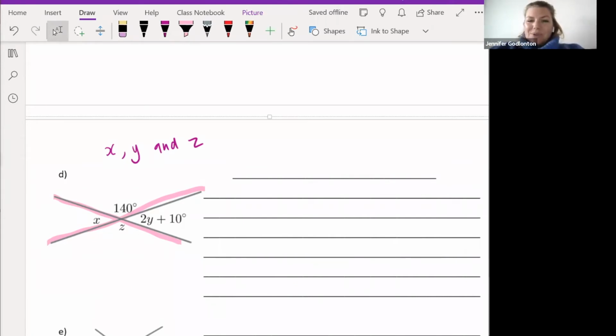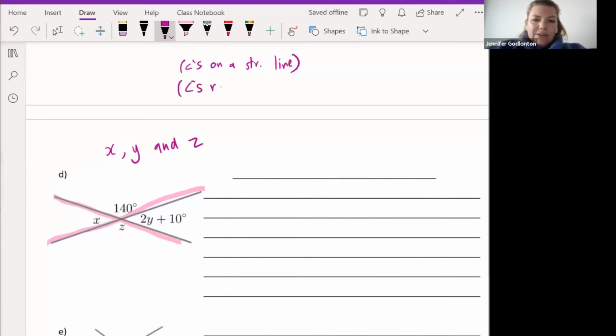I'm just going to write the rules that we learned on Tuesday up here, so that you've got them fresh in your mind. We've got angles on a straight line, and we've got angles around a point. So in this question, I want you to give me the value for x, y, and z.